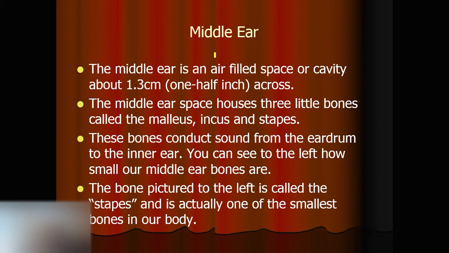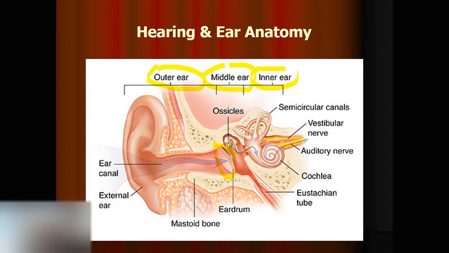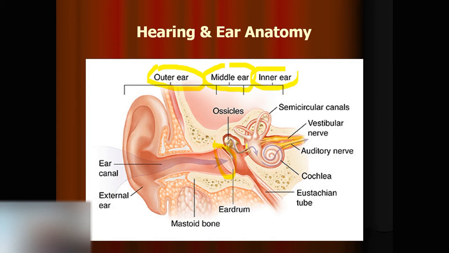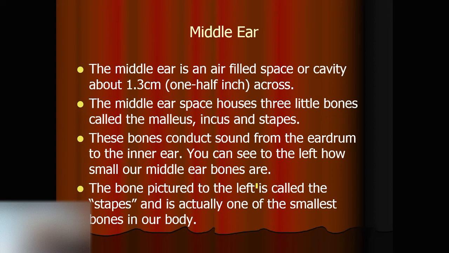And the middle ear conducts sound all the way from the eardrum to the inner ear. There's a small window here, with the last bone sticking into the window of the inner ear. The last bone is called the stapes. We just mentioned it. That is the smallest one in our body.